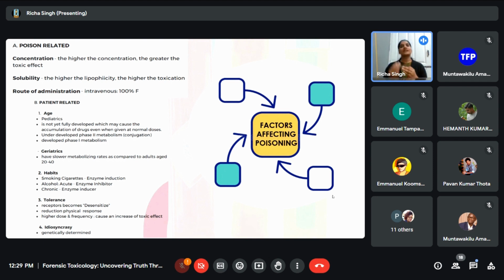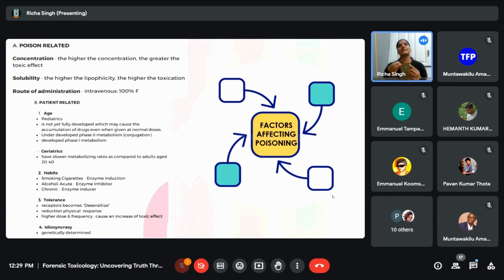So, if the drug or the poison was given to the person by the intravenous route of administration, it has 100% bioavailability, because it goes directly into our systemic circulation. There is no scope for the drug to get absorbed because it directly goes to the circulation and can directly get distributed in the body. And that is how it acts fastest in the body. If a person is given any poison by the intravenous route, it acts the fastest.